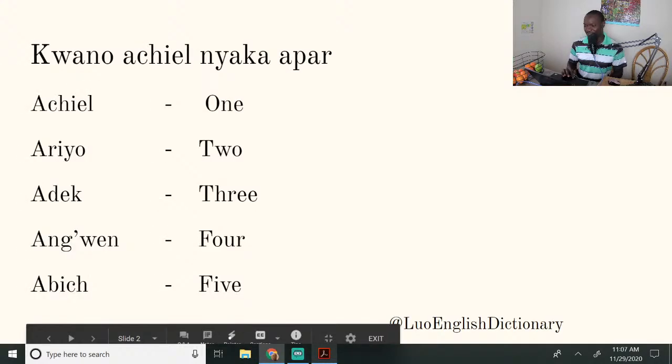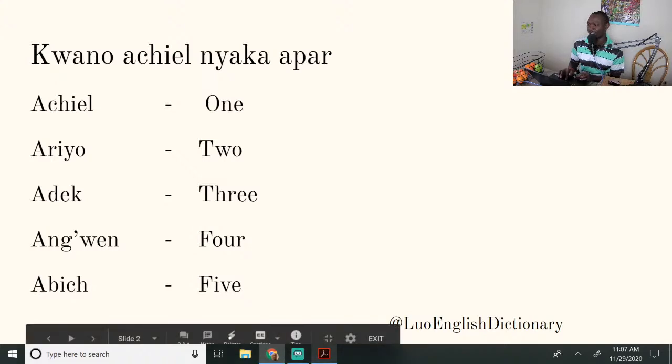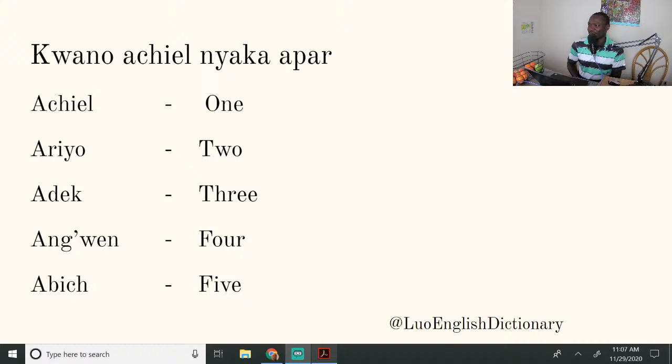Okay, let's count. And we start with counting from 1 through to 100. Kwano achiel. So we start with counting 1 through to 10. Kwano achiel nyaka apar. Achiel, that is 1. Ariyo, 2. Adek, 3. Ang'wen, 4. Abich, 5.